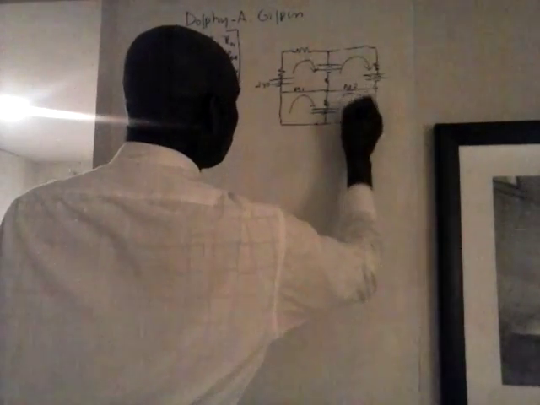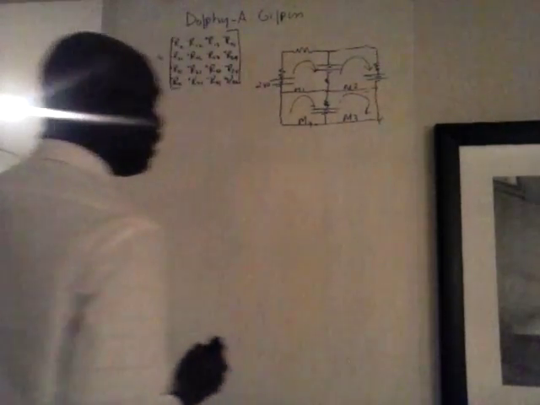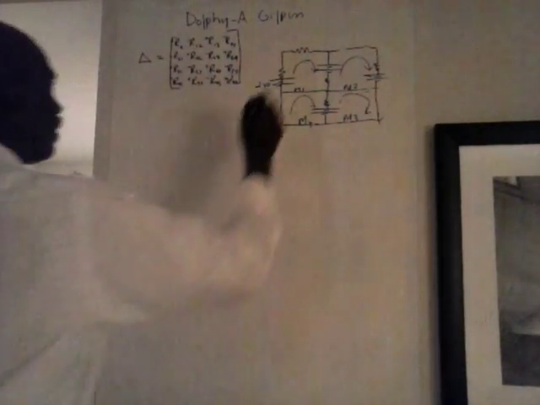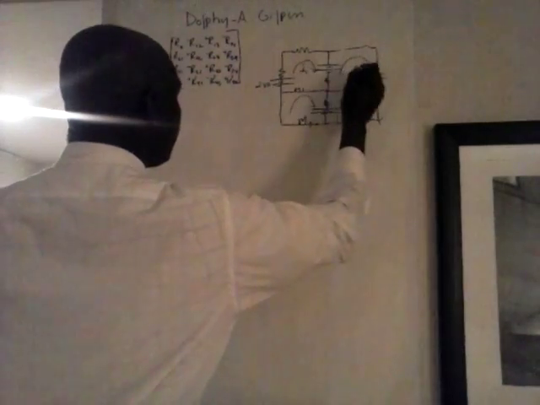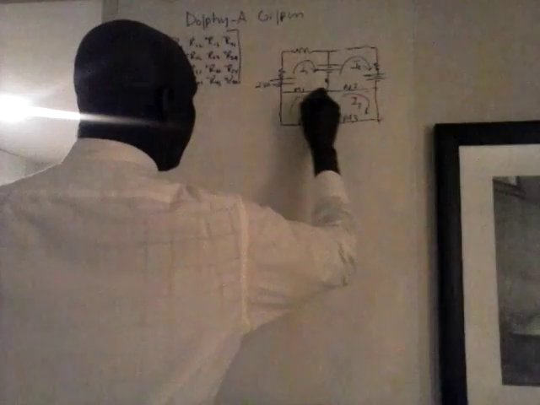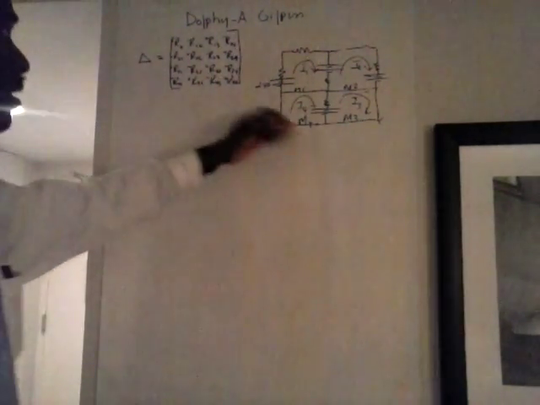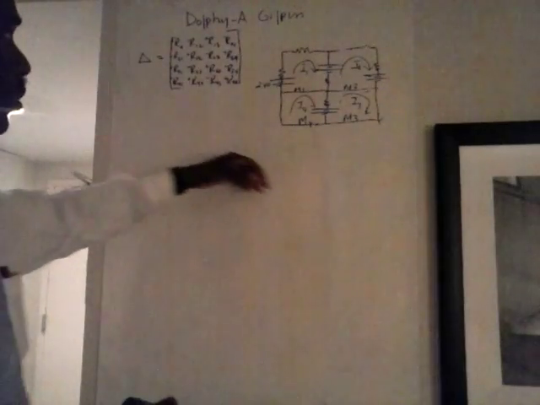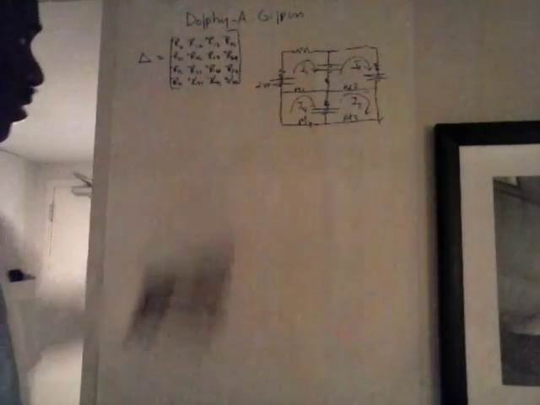Mesh 2, M2. Mesh 3, M3. And mesh 4, M4. And correspondingly, we see that the current in this direction is I1. This is I2. This is I3. And this is I4. Current going in the clockwise direction, we assume to be positive. If when we make our calculation, we get negative, then we know that the assumed current is in the reverse direction.